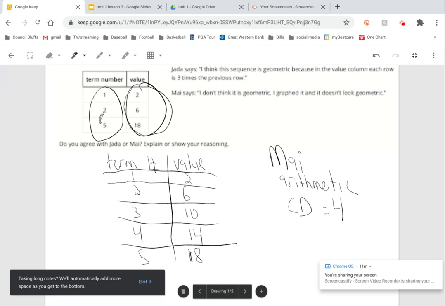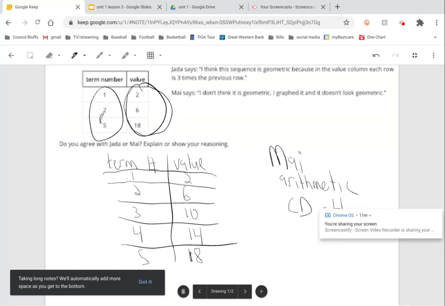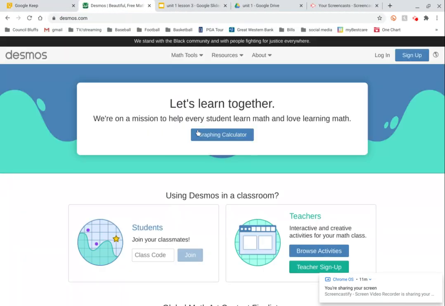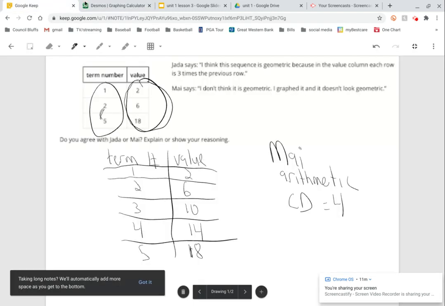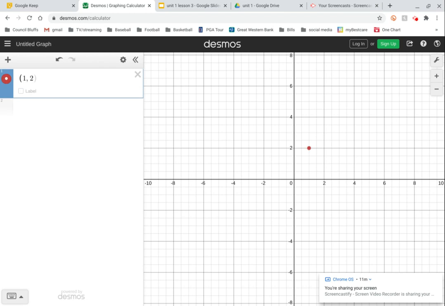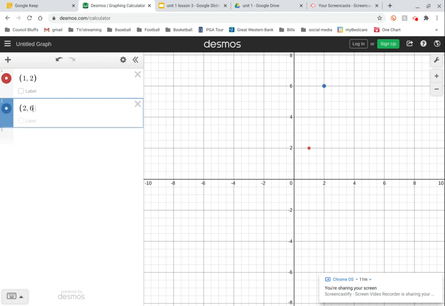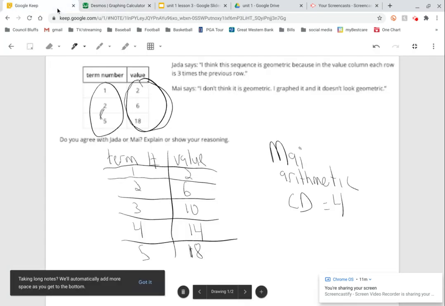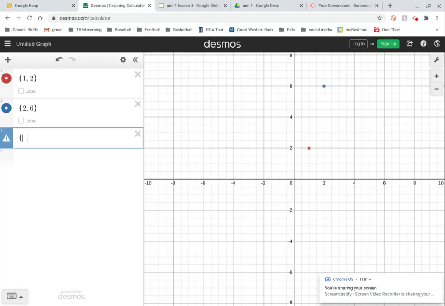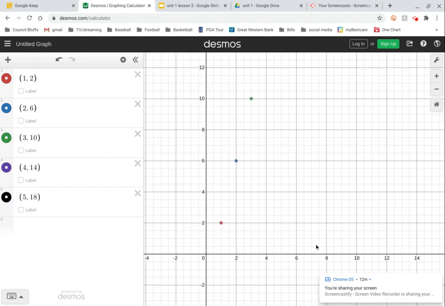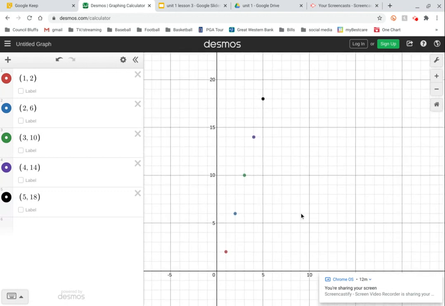Okay, and if we were to look at the graph of it, let me pull up a Desmos graph. If we were to graph those points, our points are 1, 2, then we have 2, 6, so term 2 was 6, and term 3 was 10, then we have term 4 was 14, and term 5 was 18, and let's zoom out so we get a better view of this graph.